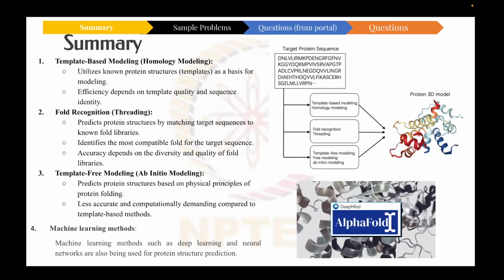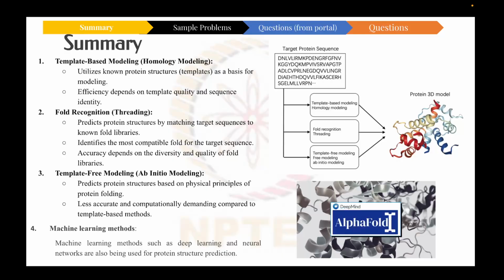Then we have the ab initio method, also known as de novo methods, which predict the protein structure without using a template structure. These methods use a physics-based approach to predict the conformation of a protein by optimizing its energy landscape. Ab initio methods are computationally intensive and require a large amount of computing resources, but they can be applied to proteins with no homology to any known structure. They can generate models with low accuracy, but their accuracy can be improved by combining them with experimental data. Thirdly, we have threading.